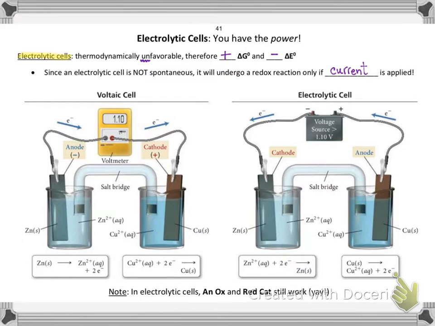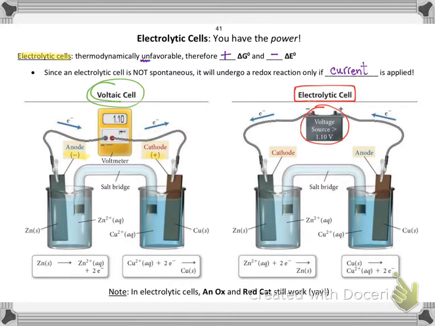Now, in a voltaic cell, which is of course spontaneous, electrons of their own free will flow from the anode to the cathode, where the anode is negative and the cathode is positive. If you wanted to force them against their will to go backwards, that would be an electrolytic cell. Notice the voltage source that's powering this non-spontaneous redox reaction.